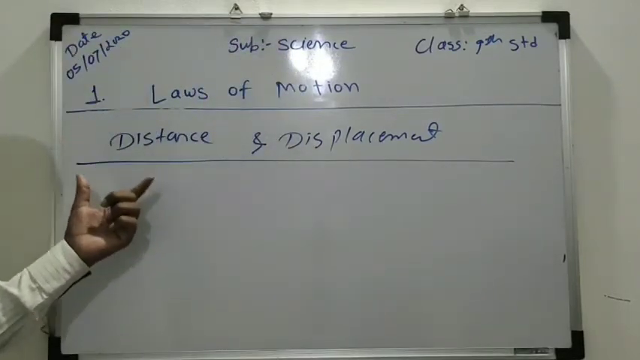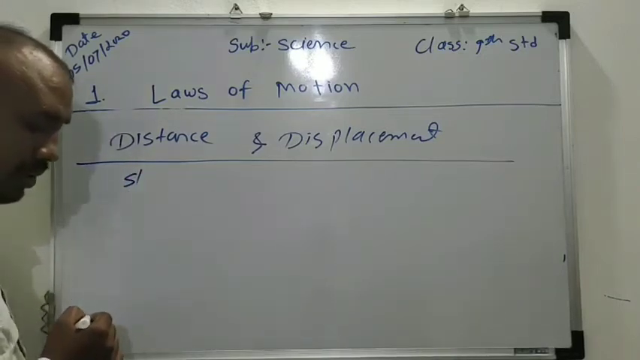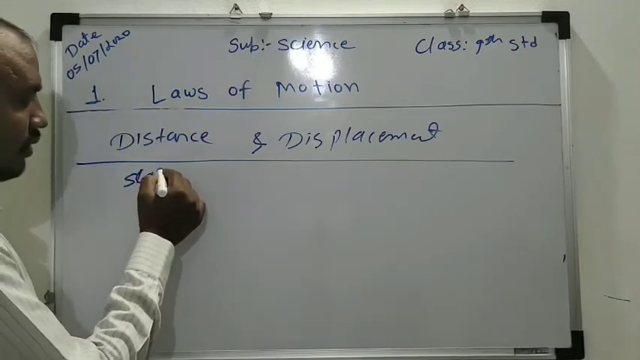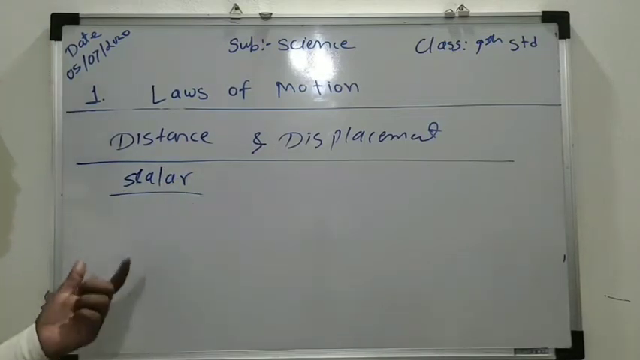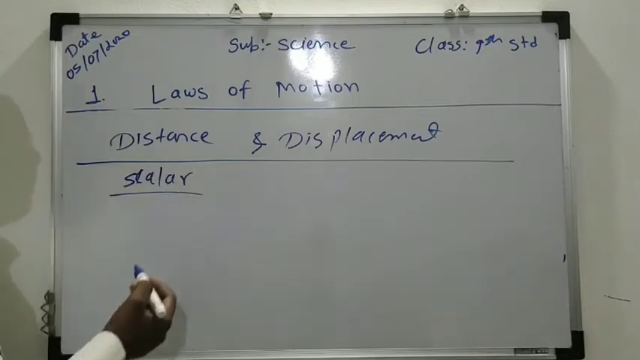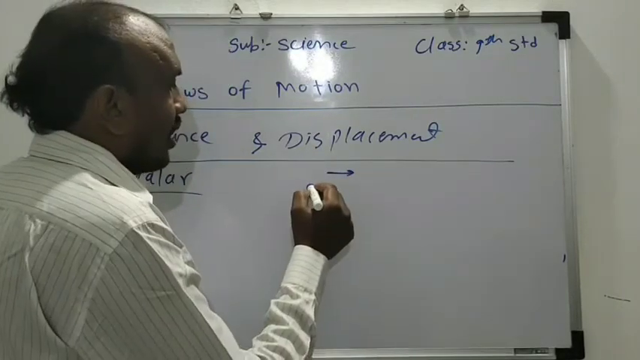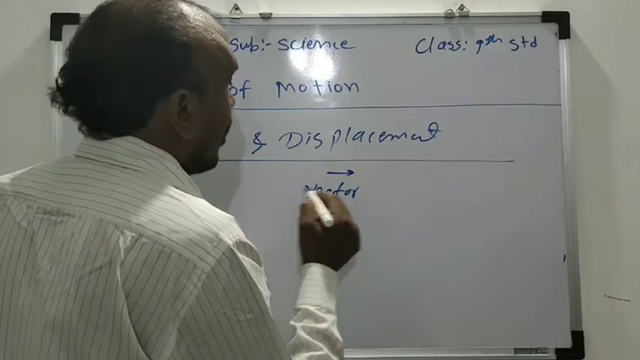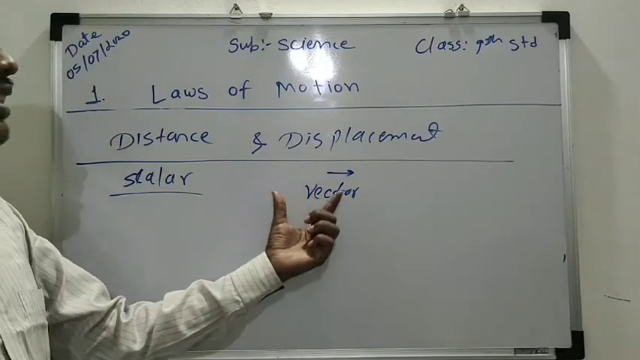Distance is a scalar quantity. What is meant by scalar quantity? Does anybody know? Scalar quantity means no direction, and displacement has direction, which is shown in this form, and this is a vector quantity. So the first difference is that distance is a scalar quantity and displacement is a vector quantity.